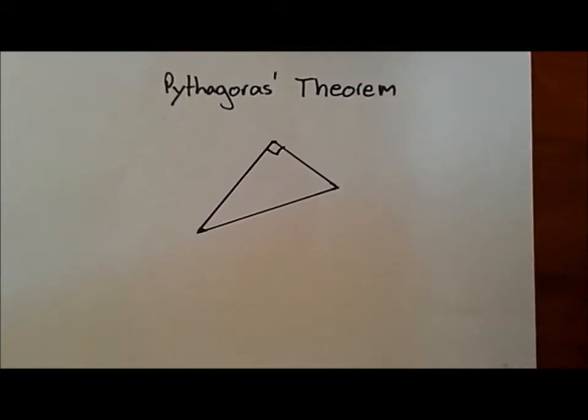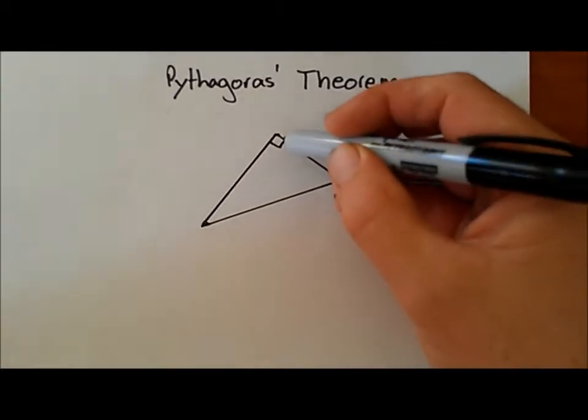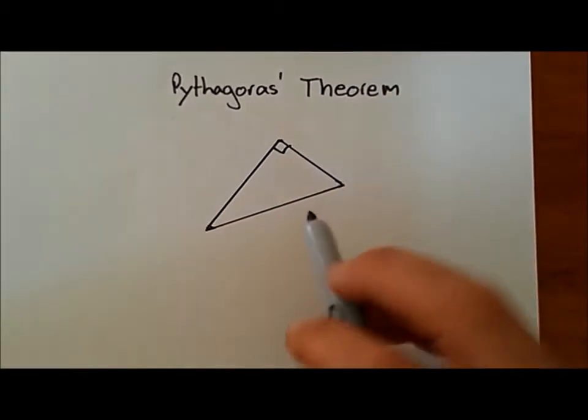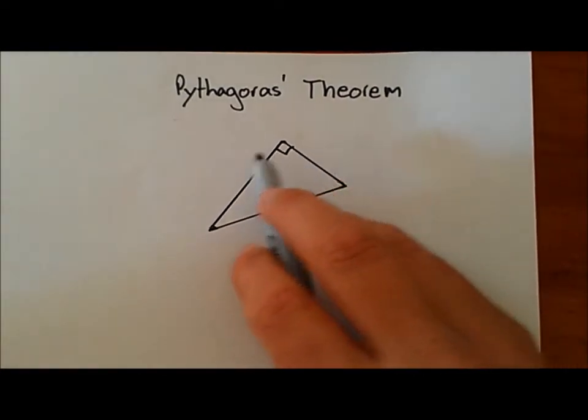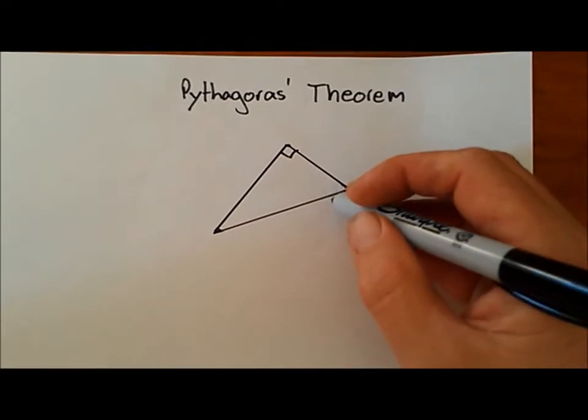Look at Pythagoras' theorem. Pythagoras' theorem we should know from last year. We talk about a right angled triangle. And Pythagoras' theorem says that the square on the hypotenuse is equal to the sum of the squares on the other two sides. So the hypotenuse is the longest side of a triangle.